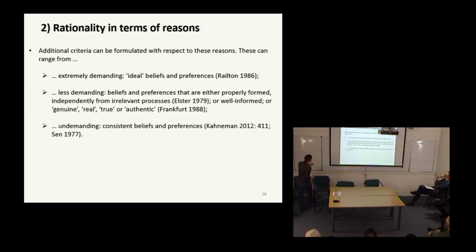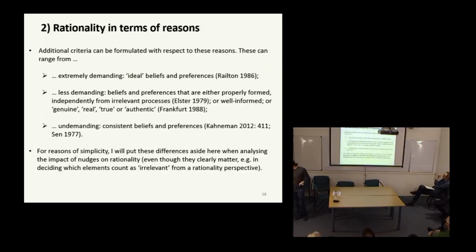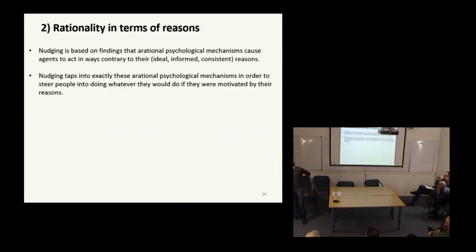They go to really demanding views where there is some kind of idealized agent, and you are rational if you act as if you were an idealized agent. I will put these differences aside, even though they do matter from a rationality perspective in the sense that they're going to impact which kind of elements you think are relevant to a decision or not, which kind of elements are relevant from a rationality perspective. I don't want to go into this in particular too long.